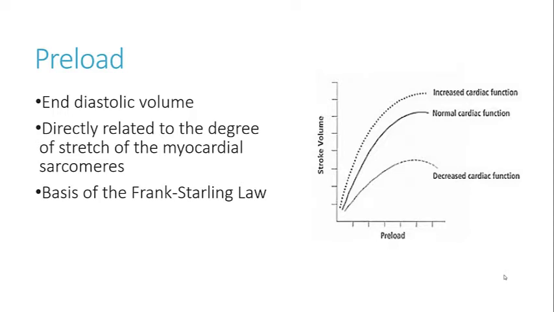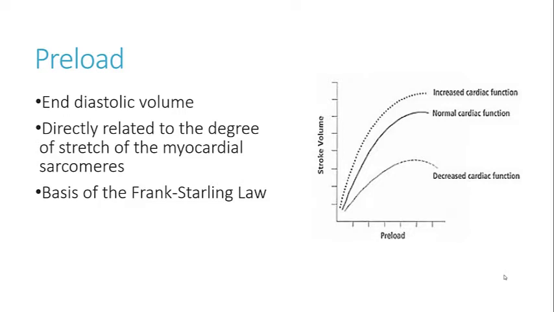As we talked about, preload is essentially the end diastolic volume, the volume that you blew into the balloons, and it's directly related to the amount of stretch of the myocardial sarcomeres. It's really the basis of the Frank Starling law. As we increase the amount of air going into the balloons, we were able to increase the stroke volume and had increased cardiac output. You do get to a place, though, that you are unable to increase your cardiac output or your stroke volume for an increase in the preload. This is where Jesse was with his popped balloon and RV failure. This is talked about a lot with the LV, but it is also true for the right ventricle.